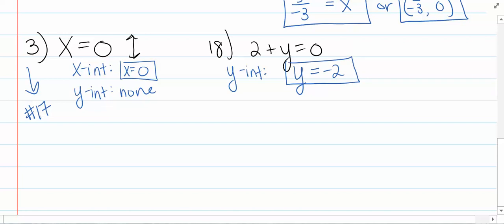And in this case, this is a horizontal line. So there is no x-intercept.